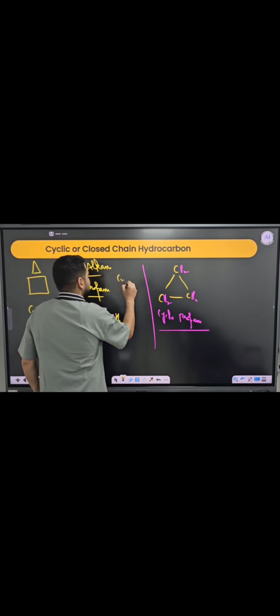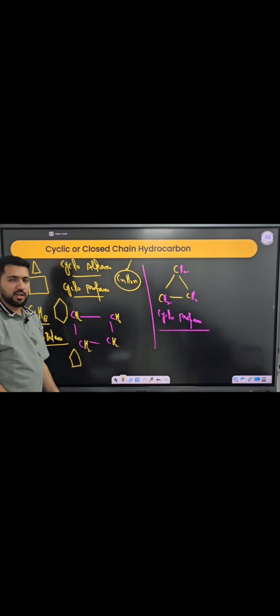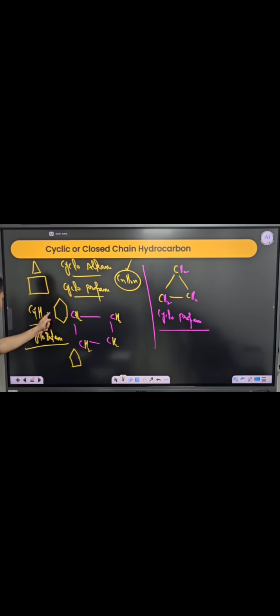This is clear. And let me tell you guys, their general formula is CnH2n, same as that of alkenes. That's their general formula. You can check out how many carbons? 4. How many hydrogens? 8. Just double it. Right? They are cycloalkanes.